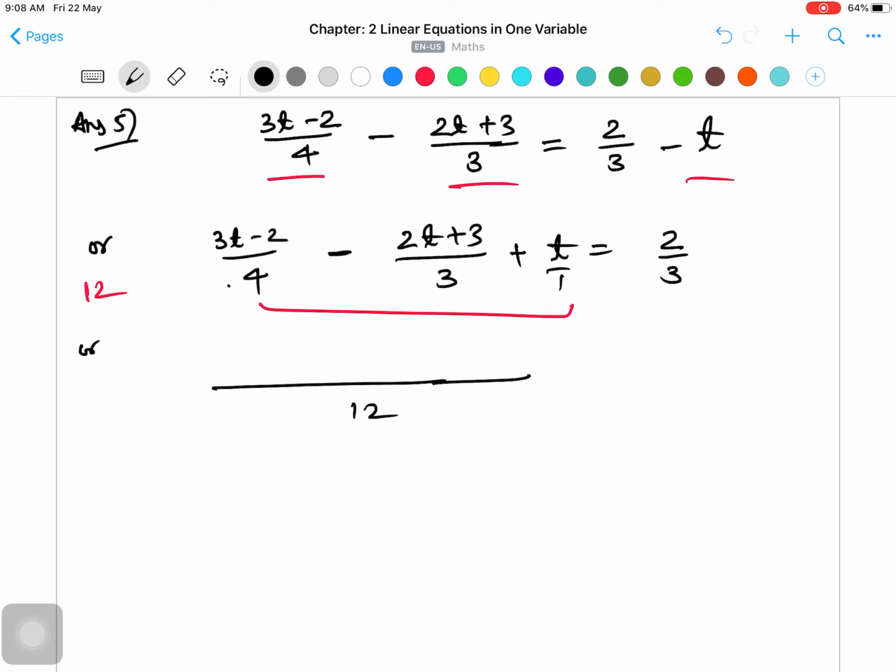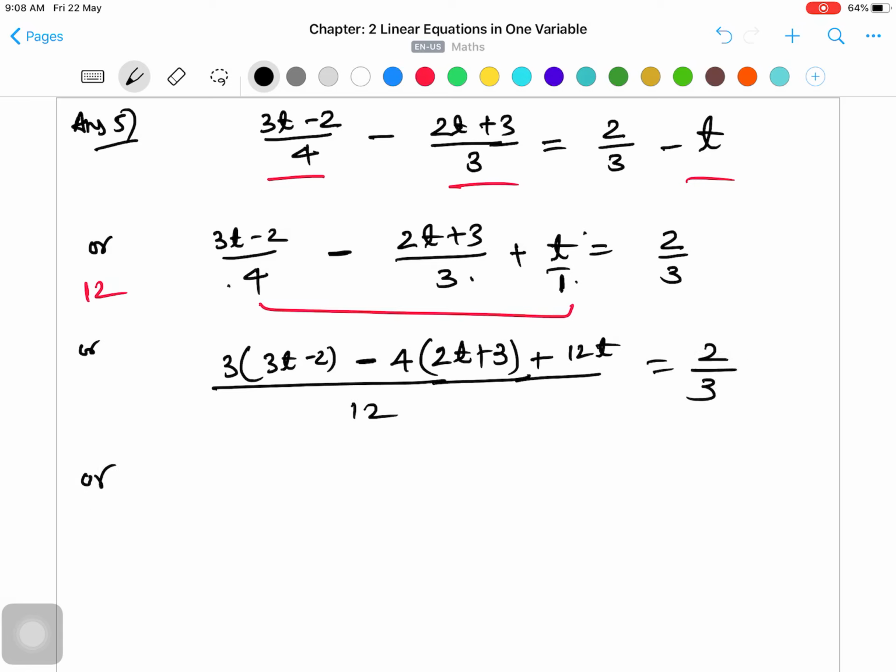So in order to make 12 here, we need to multiply 3 in the numerator and denominator. So it will be 3 multiplied with the whole term, which is 3t minus 2. Then in between I have minus. In order to make 12 here, we need to multiply 4 in the numerator and denominator. So it will be 4 into 2t plus 3. Then we have plus, and we need to multiply 12 in the numerator and denominator. So it will be 12t equals 2 by 3.